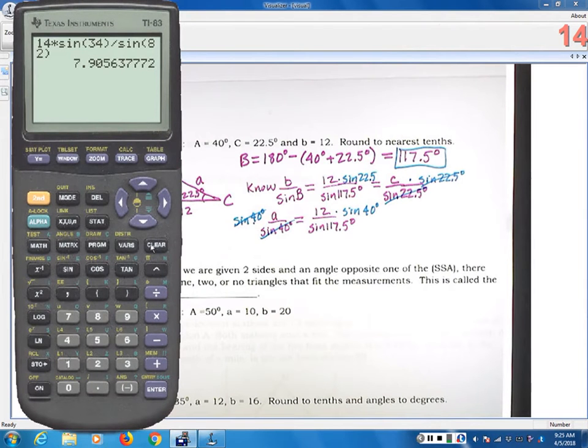Okay. Clear it out. So we have 12 times sine of 22.5, close the parentheses. If you don't close the parentheses, you get the wrong answer. You'll think you're still in a sine. Divided by sine of 117.5, about 5.2. Did you get that? Yep.